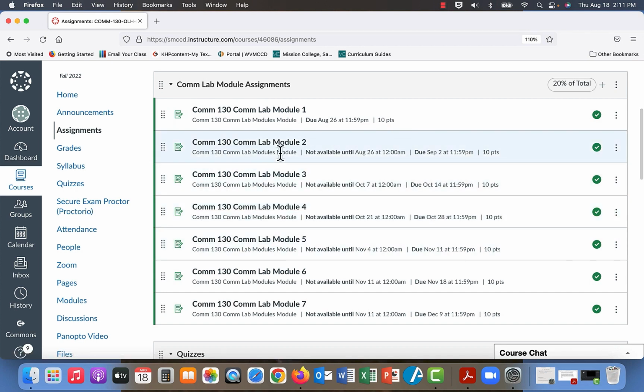You will need a textbook to do your modules. And again, it's the 15th edition of Looking Out, Looking In. I really don't care what format it is. Probably the quickest way to get it is an electronic version, if there's one out there, or rent an electronic one, as long as it's the 15th edition.